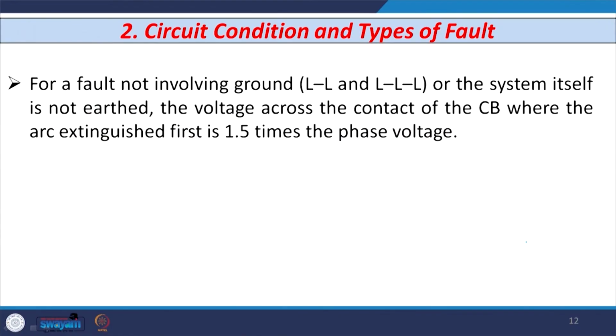Let us now consider the second factor that is going to affect the RRRV, recovery voltage and transient restriking voltage. The second point is the circuit condition and the type of fault. This is also a very important point: the type of fault, and the circuit condition, meaning the condition of the parameters, whether the system is earthed or not earthed.